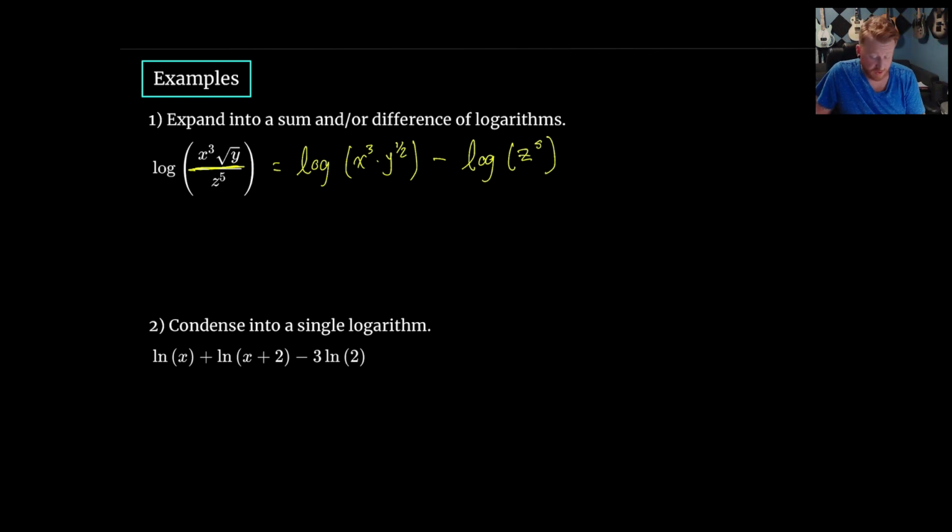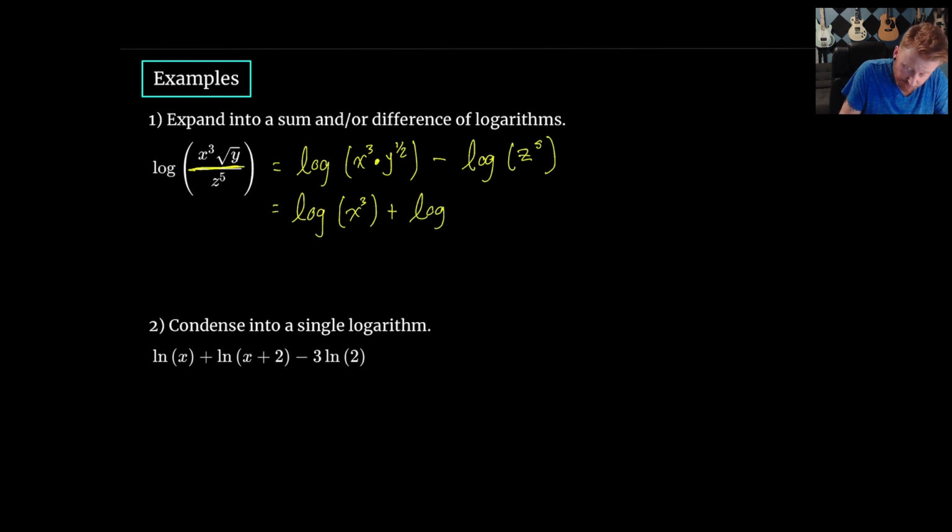So in my next step here, I can see that there's still some multiplication that we can deal with, and there's definitely some exponents that we can deal with as well. So in my next step, I will deal with that multiplication, and I'll get log of x cubed plus log of y to the 1/2. And then maybe in this step, I can think about bringing that and putting it in front, and I'll write minus 5 log z.